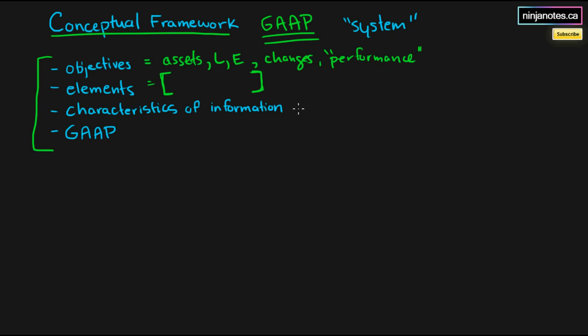Characteristics of information. This is probably something you'll run into on your test or quiz. You'll see certain characteristics and you might have to define them, maybe in a multiple choice question. They have to do with 5 different characteristics. First being understandability.